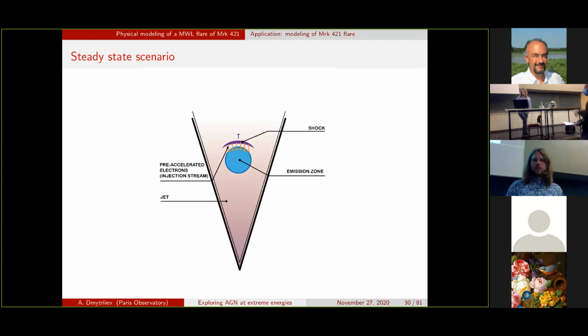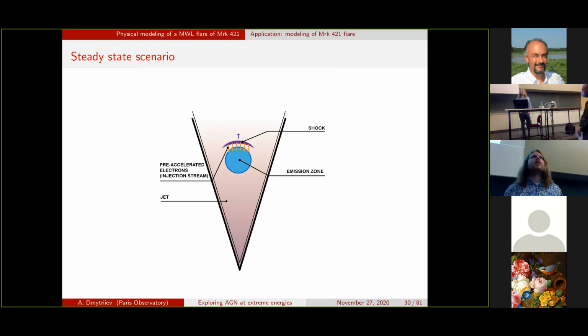So you have this blue region. I mean, that is the region at the origin of most of the emissions, right? Yeah, in the low state. I'm a bit wondering. So this one is sitting in the middle of what we call this cone, which is a jet. But this jet, what is this normal jet doing in terms of emissions?